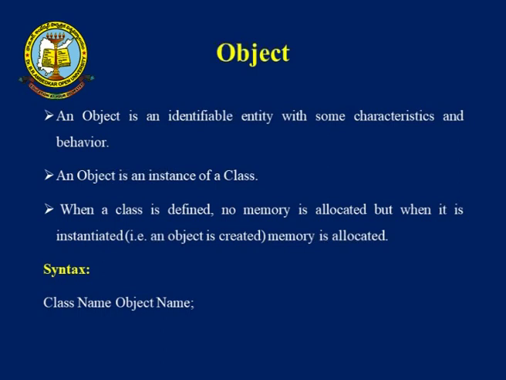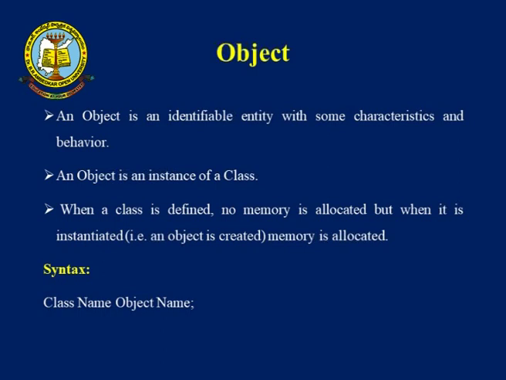Using the object you can access the class variables and member functions. So how can you create the object for a class? There is a syntax. First, whatever class you created, you give that class name, and after that you give the object name.